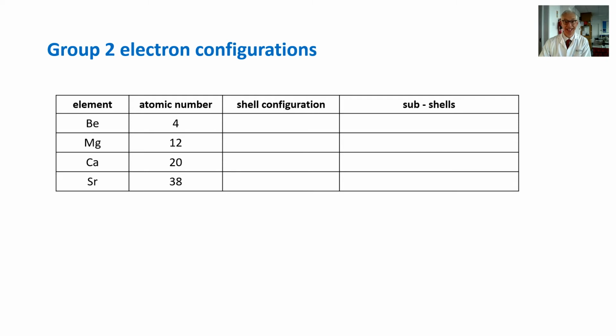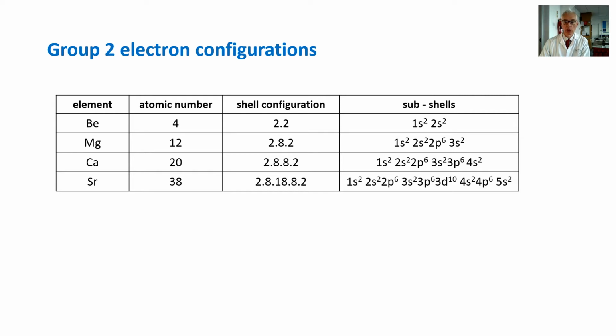So here is the electron configuration for beryllium, 2 and 2, subshells 1s2, 2s2. Magnesium, 2 8 2, subshells 1s2, 2s2, 2p6, 3s2. Calcium, 2 8 8 2, 1s2, 2s2, 2p6, 3s2, 3p6, 4s2. Strontium, 2 8 18 8 2, subshells 1s2, 2s2, 2p6, 3s2, 3p6, 3d10, 4s2, 4p6, 5s2.